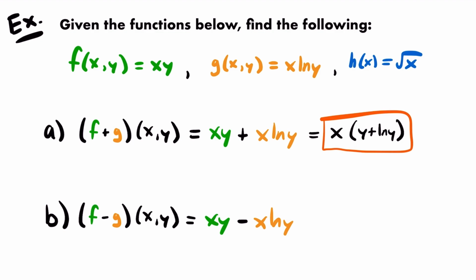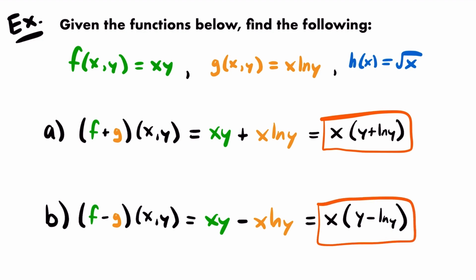And then once again, we can simplify this. Both of these two terms have a common factor of x. So we can pull that out and have x times y minus the natural log of y. That is the final answer for part B. That is the combination of f and g where we are using subtraction, specifically f minus g.